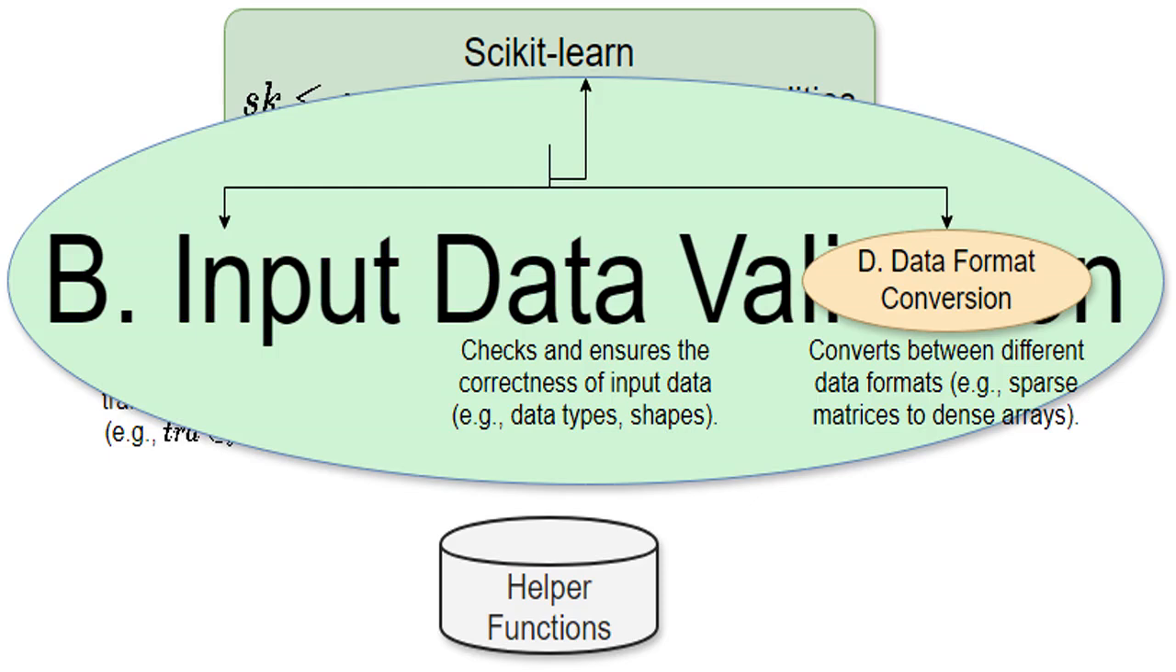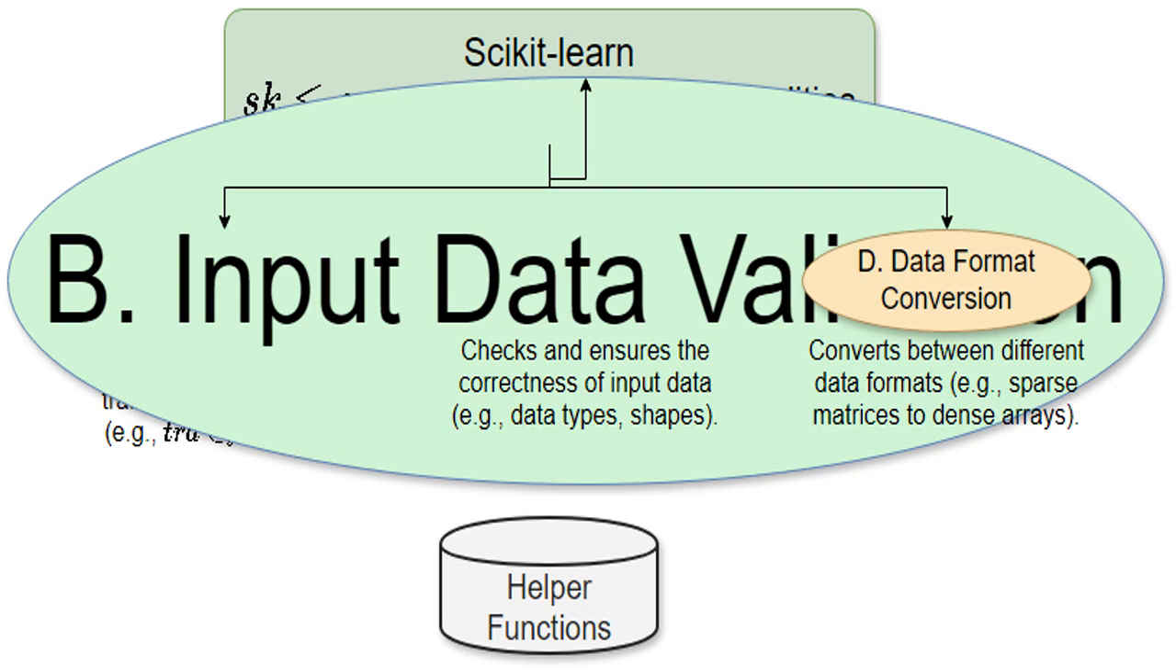Before you start cooking, you need to make sure your ingredients are fresh and of the right type, right? This is what the validation tools in Sklearn utils do. They check your data to ensure it's in the correct format, has the right types and shapes for the machine learning algorithm to process it smoothly.